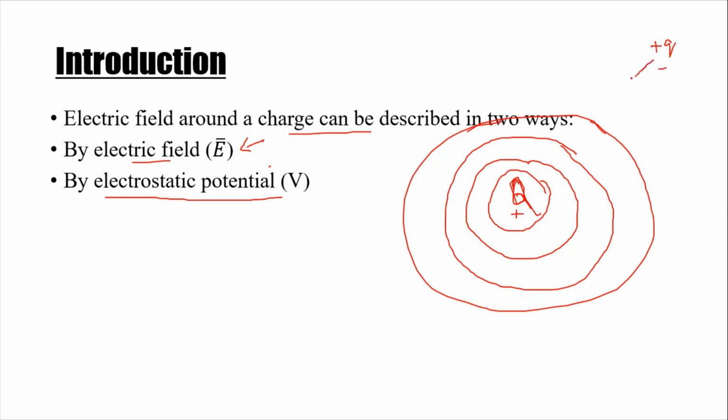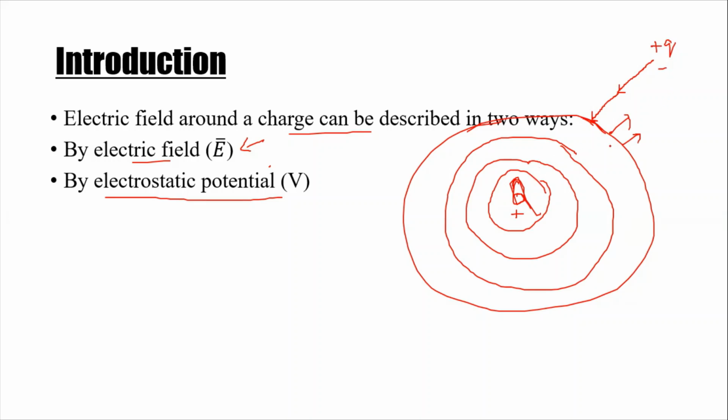Now we are slowly moving this test charge. As soon as it reaches the region where the field of the source charge is available, what will happen? This test charge will be repelled away, right? There will be a force of repulsion that this test charge will experience because of the field of the source charge.